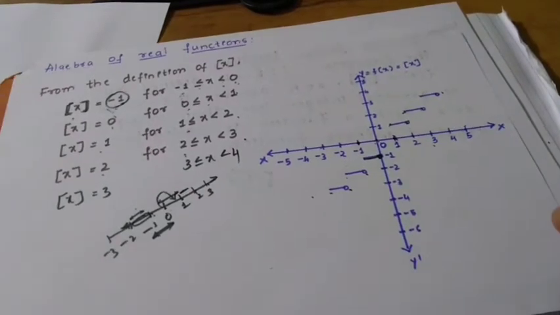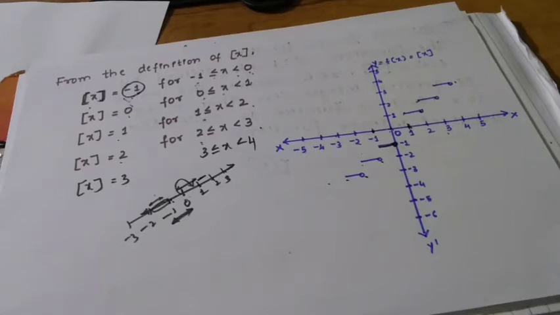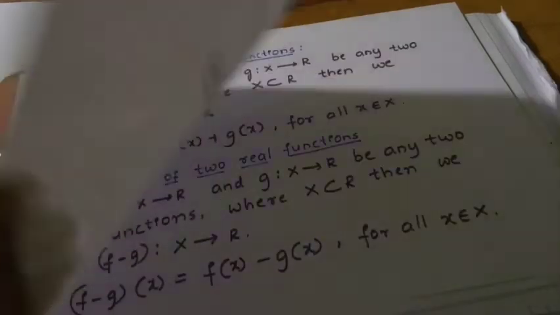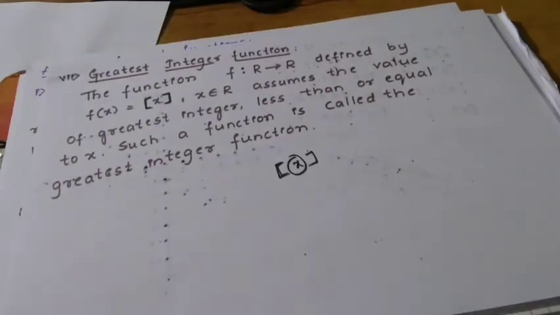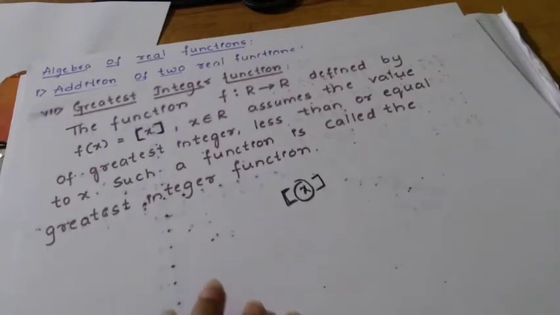Just look at all the steps once. The graph of this function, the values, how you have to take it. Okay, I repeat it once again. What is the greatest integer function? The function f defined from R to R given by f of x is equal to box of x, where x belongs to R. It is going to assume the value of the greatest integer less than or equal to x. Such a function we call the greatest integer function.